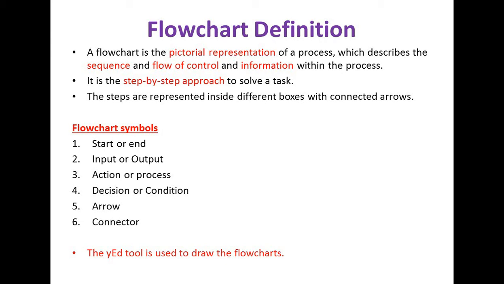In the flowchart, we will have different shapes of boxes with connecting arrows. Those symbols are used to represent the steps involved, right? So let us discuss what symbols are available in the flowchart. We have many different symbols, but the basic symbols most frequently used in our flowchart are start or end, input or output, action or process, decision or condition, arrow and connector symbols. These are the symbols we will be using to draw a flowchart.